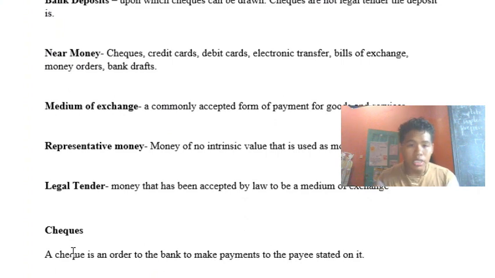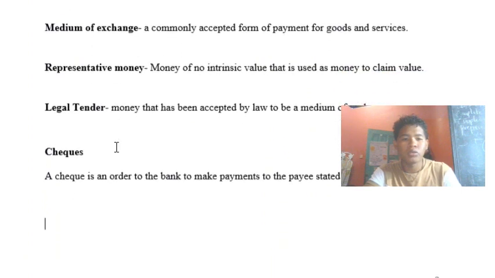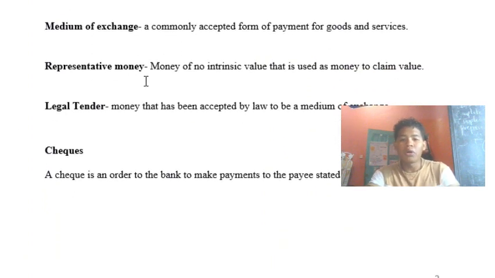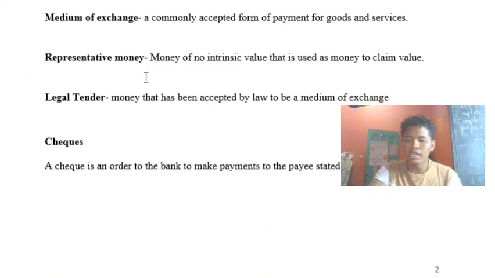So let's look at medium of exchange, a commonly accepted form of payment for goods and services. We have coins as a medium of exchange. We have literal physical money, which is also a medium of exchange. Gold is a medium of exchange, and all these other things are media of exchange. Let's look at the term representative money now. Money of no intrinsic value that is used as money to claim value. Legal tender is money that has been accepted by law to be a medium of exchange. This could be in the form of gold, diamond. It's basically that in a nutshell.